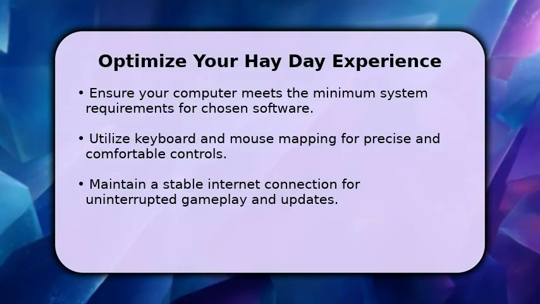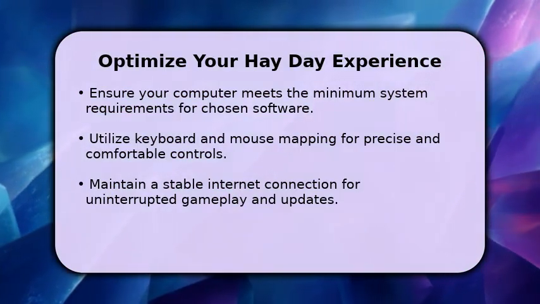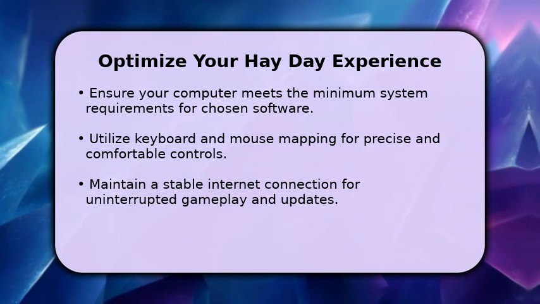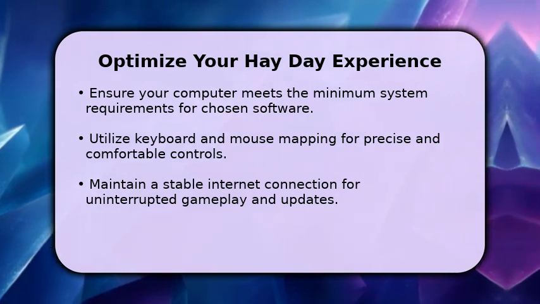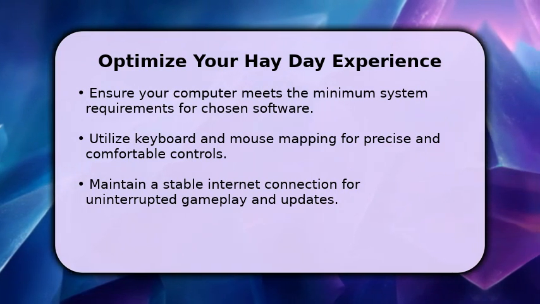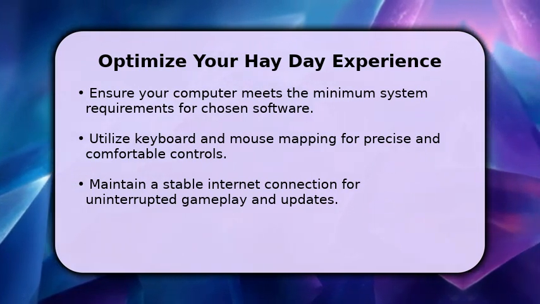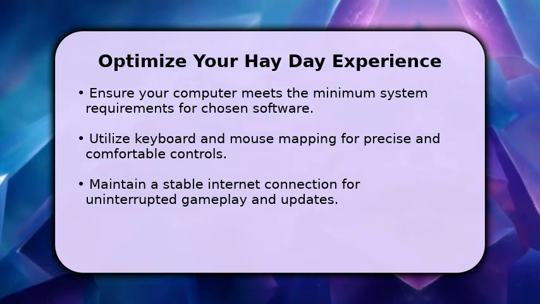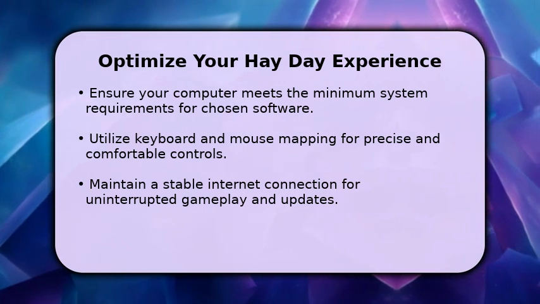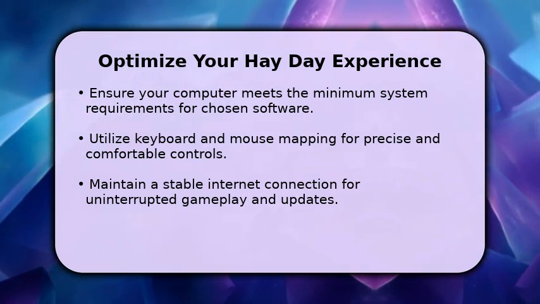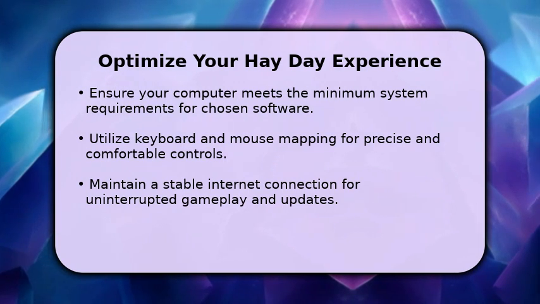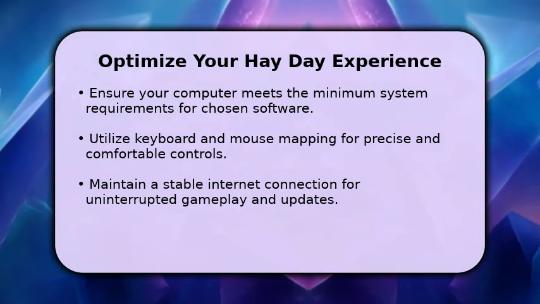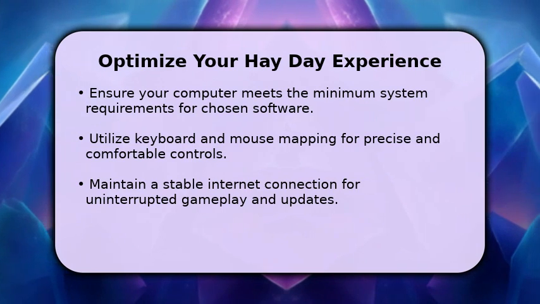To truly enhance your Hayday experience on PC, consider a few optimization tips. First, verify your computer has at least 8 GB of RAM and a decent processor for smooth performance with emulators. Second, customize your keyboard and mouse controls for intuitive farming actions. A stable internet connection is crucial for seamless gameplay and updates. Finally, adjust your display settings to match your monitor's resolution, ensuring crisp visuals and a truly immersive farming adventure. Enjoy your expanded farm.